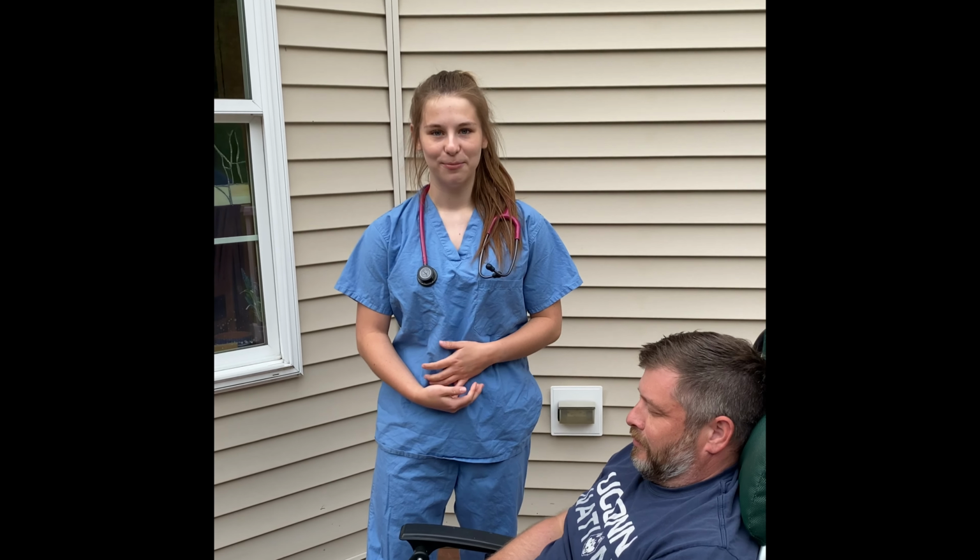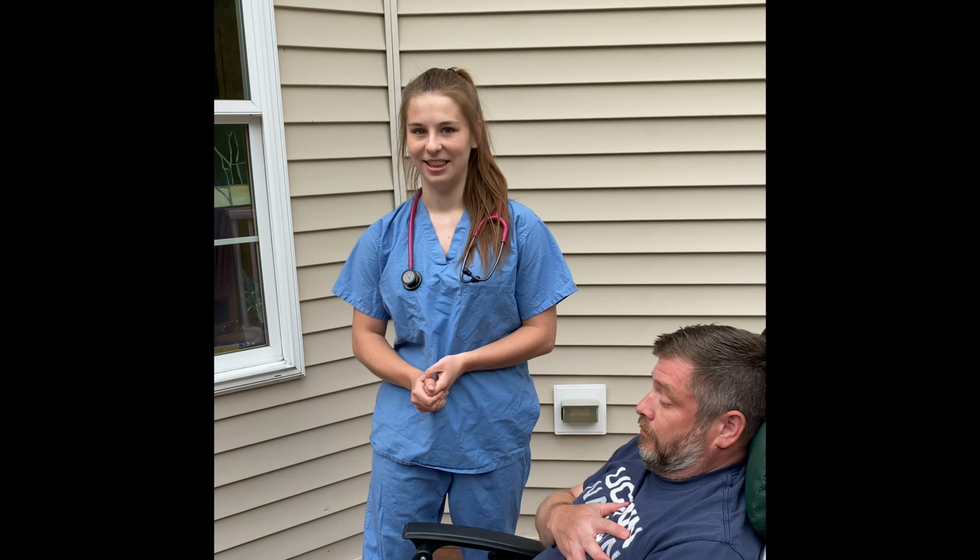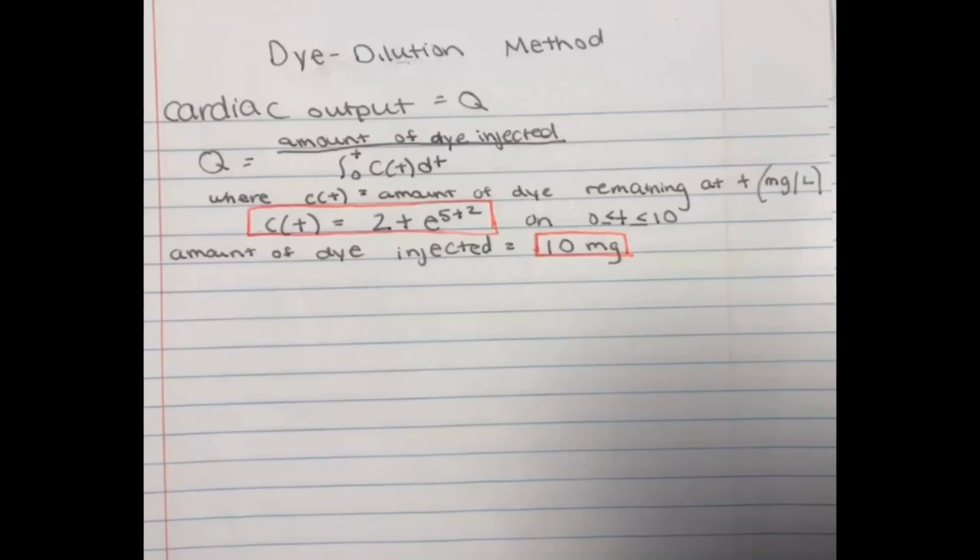We're going to find cardiac output with the amount of dye injected into the heart and the amount of dye left over time. One way to find cardiac output is the dye dilution method. The formula for cardiac output is Q, the amount of dye injected, over the integral from 0 to t of C of t dt, where C of t is the amount of dye remaining at t in milligrams per liter and is equal to 2t e to the 5t squared on the time interval 0 to 10. The amount of dye injected in this situation is 10 milligrams.